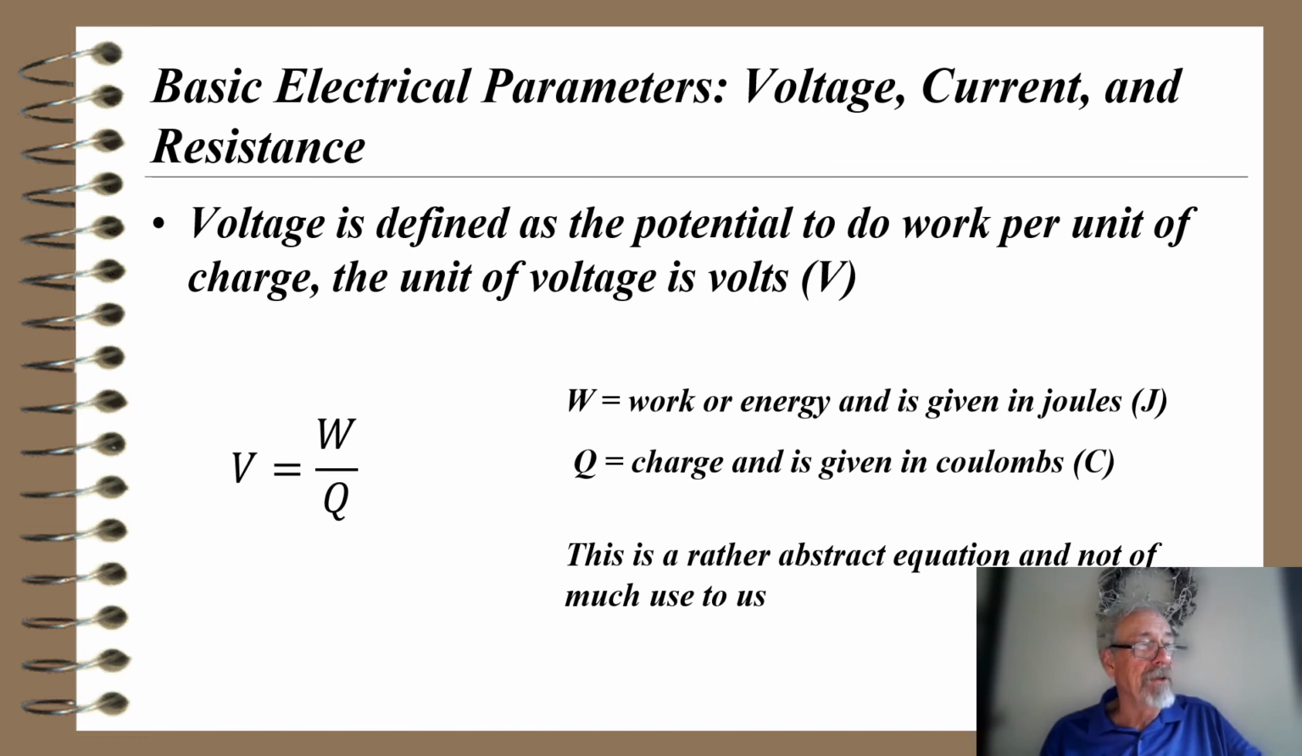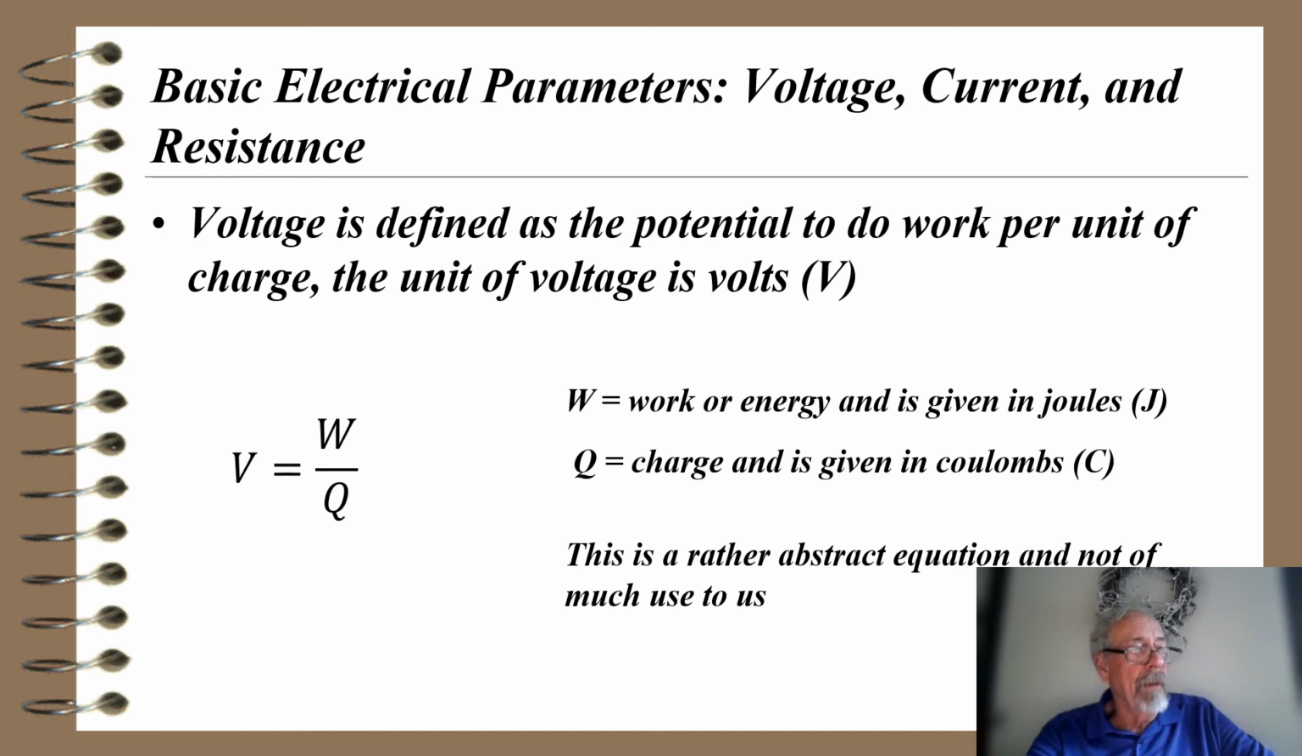Our next topic is basic electrical parameters, which are voltage, current, and resistance. Voltage is defined as the potential to do work per unit of charge. The unit of voltage is volts. The equation is V = W/Q, where W is work or energy, given in joules, and Q is charge, given in coulombs. Now, it's a rather abstract equation, not of much use to us.